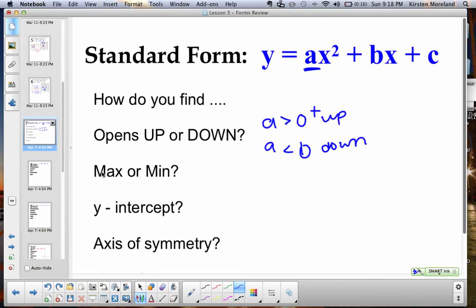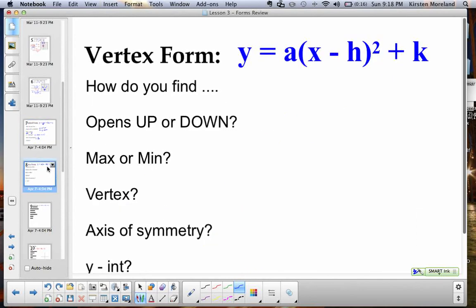That means if it's opening down, it's a max. If it's opening up, it's a min. That's old stuff. Remember, the y-intercept is just the c value, so it's the ordered pair 0, c. And the axis of symmetry we're not going to do again, but if you remember this from last chapter, it was x equals negative b over 2a. Right? Then from vertex form, it says, how do you find if it opens up or down? Well, that still goes back to that a value.